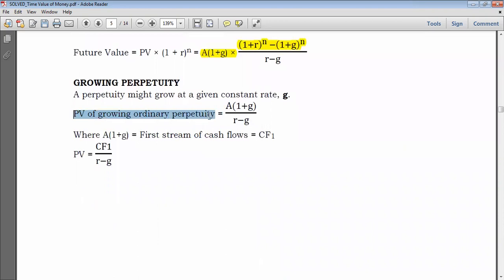So the present value of growing perpetuity will be given as A brackets 1 plus g over r minus g, where this A times 1 plus g means the first stream of cash flow. So in case you are provided with a question in an exam and you are told that the cash flows to be received at the end of year 1, or at the end of a certain year, are this much amount, you would not need to plug in 1 plus g here. You have to read the question and understand, right? It might arise in some question that this figure here is given all together. So let's just go and take a look at what we have to do.